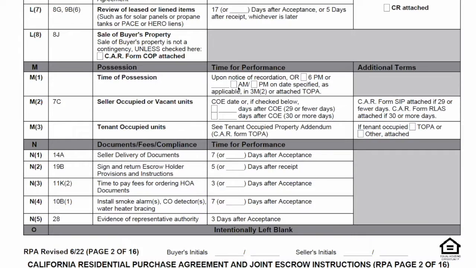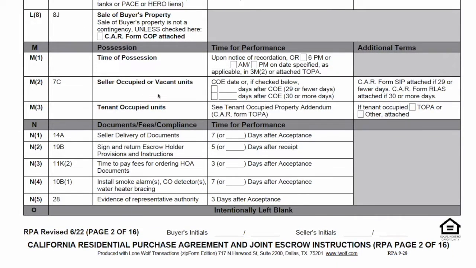Now, you can change that to a time period or some sort of less time of day, 6 p.m. on the date of recording. But if you leave it alone, which is what I would do, because upon notice of recording, I'm just going to correct that because this is a weird word that no one ever says. It just even sounds weird saying it out loud. Everyone says recording. Seller occupied or vacant units.